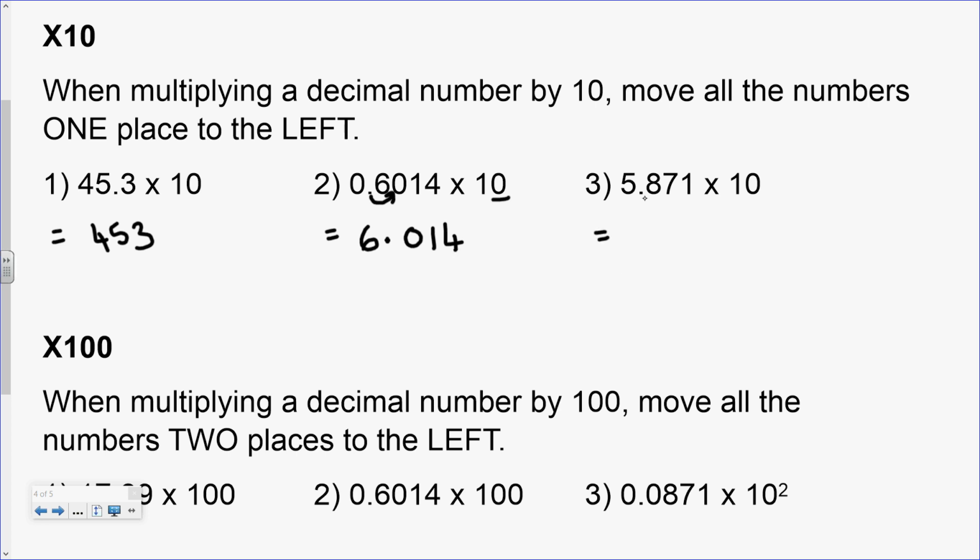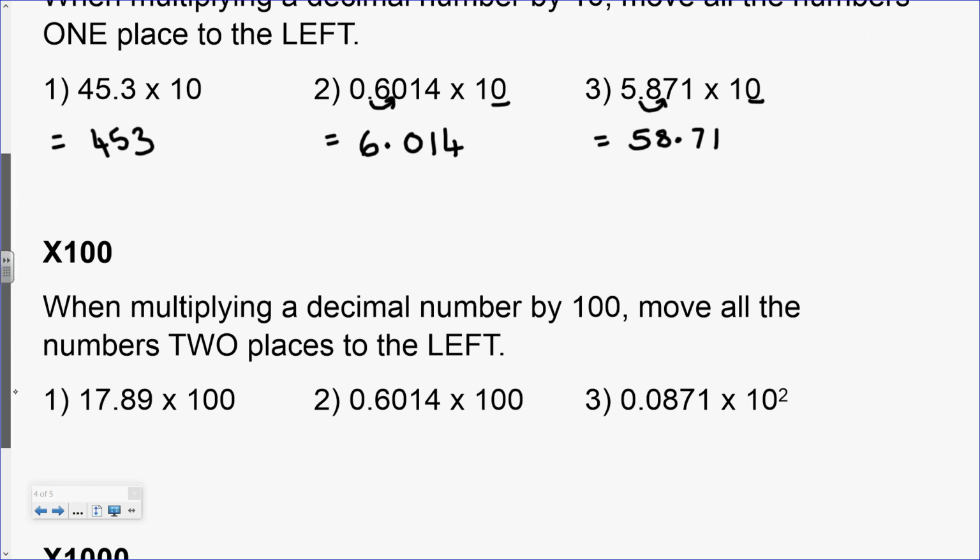Okay, so there's the decimal. I'm going to move it one place because I'm timesing it by 10. So I'm going to move it to there, so that becomes 58.71. Now remember what we said at the start of the video, that we're making the number bigger because we're timesing, so always check that your answer is bigger than what you started with.